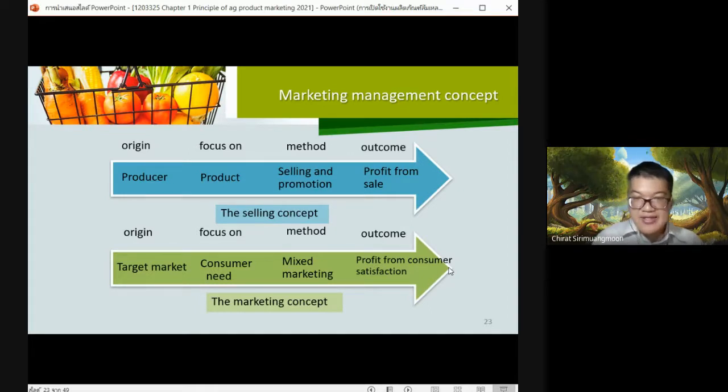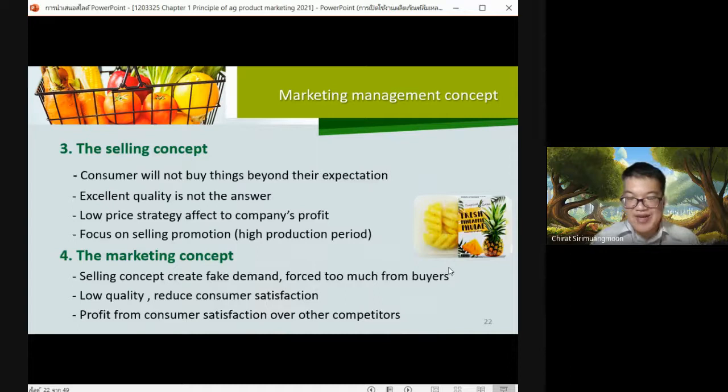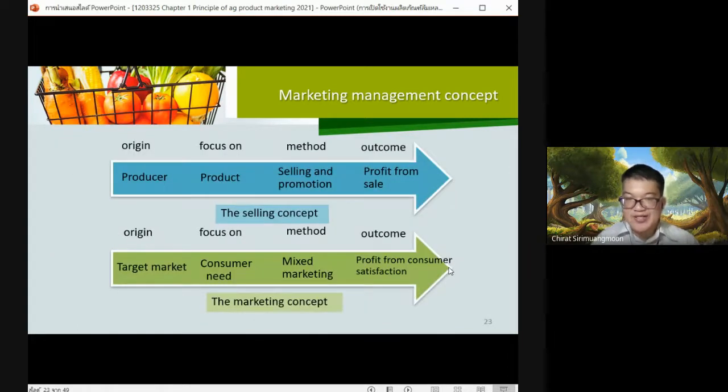So, I think some of you might still be confused between the selling concept and marketing concept. So this picture explains it again. The conclusion in terms of the difference between selling concept and marketing concept is that the selling concept focuses on the producers. They did not concern themselves with the consumers. Then they focus on the products produced at low price. Sometimes they use selling and promotion to increase the sales. Then the profit that they have comes directly from the sales. But for the marketing concept, it's different.